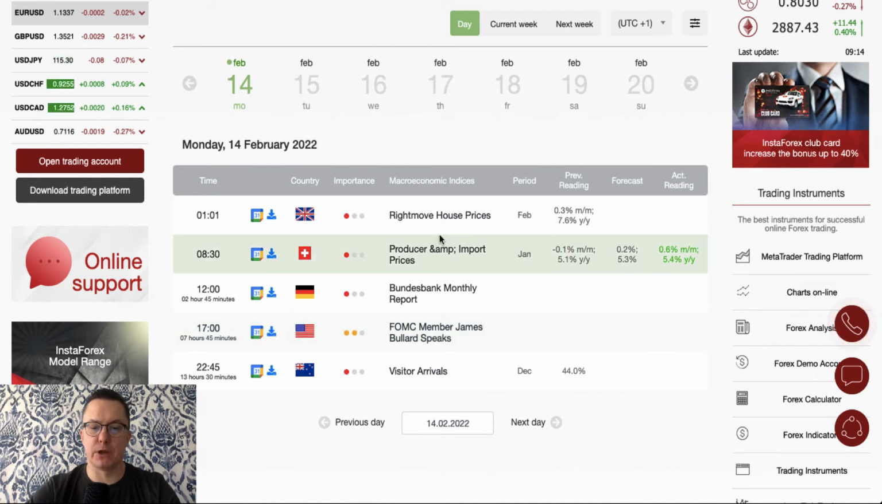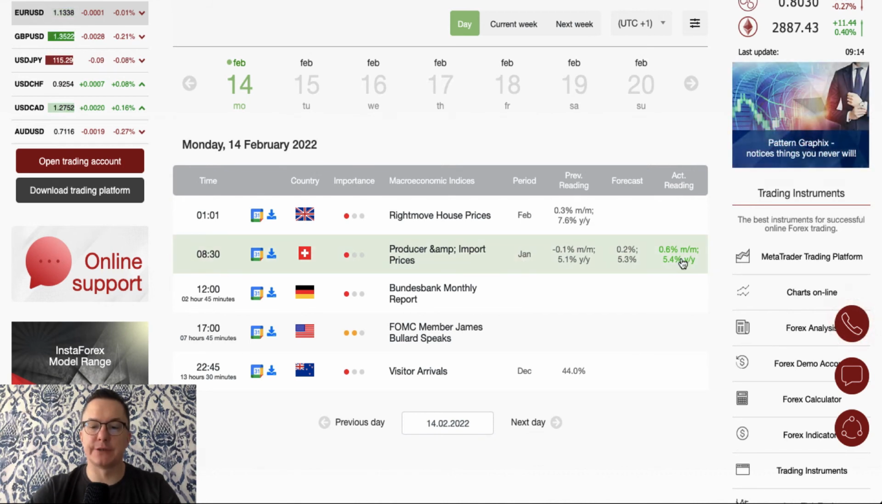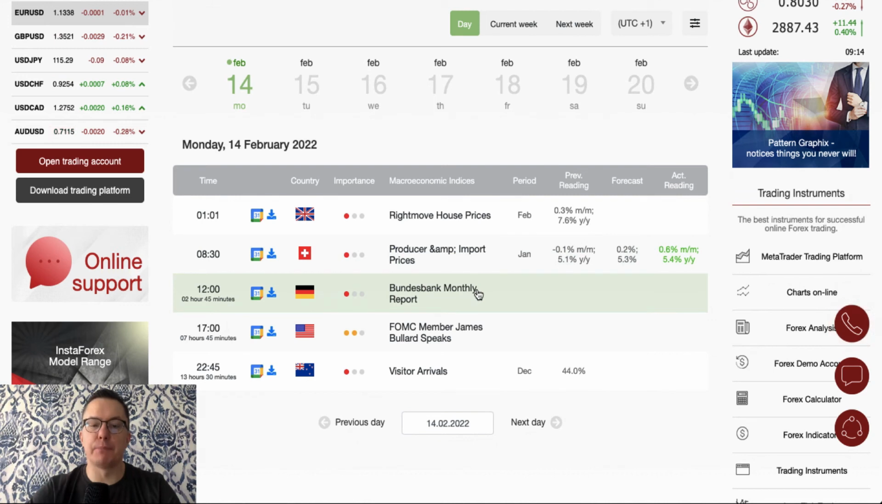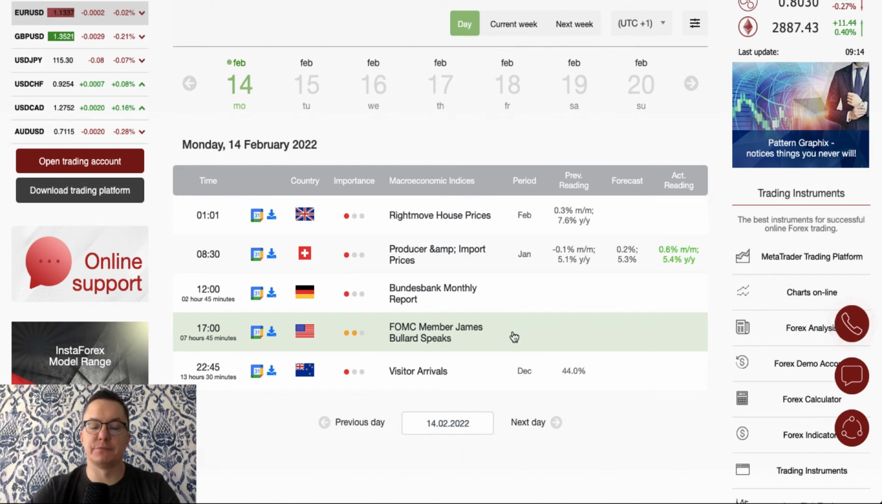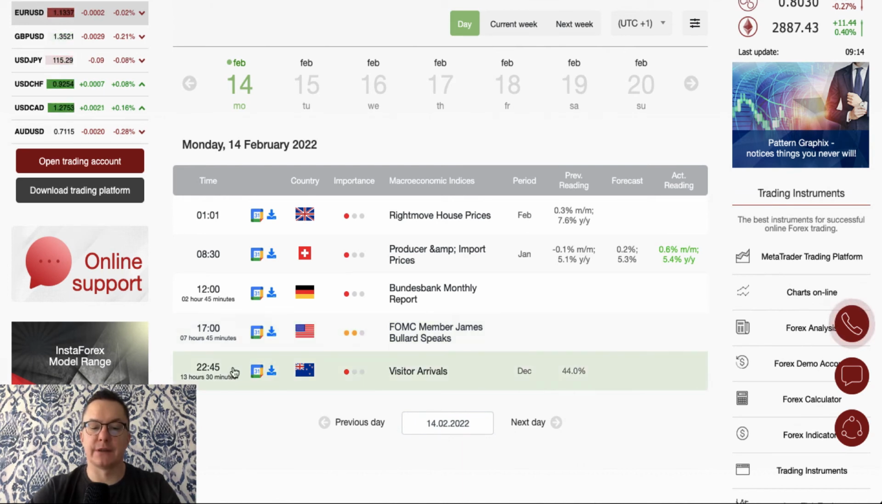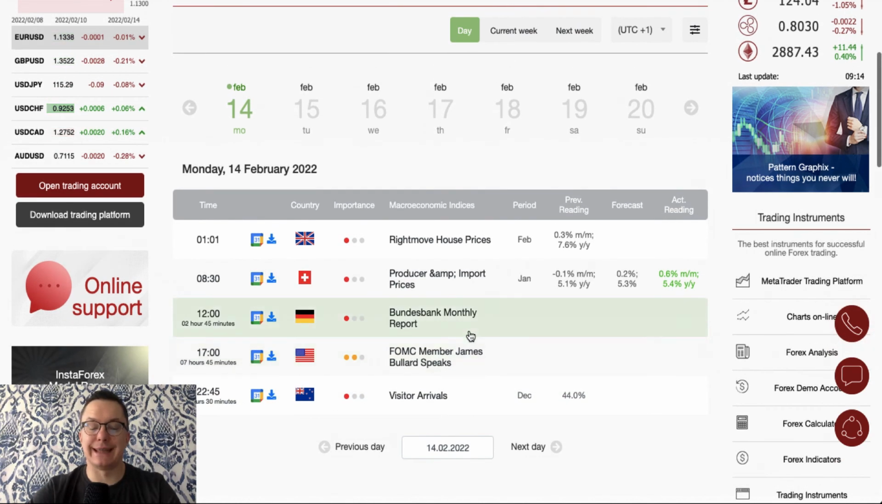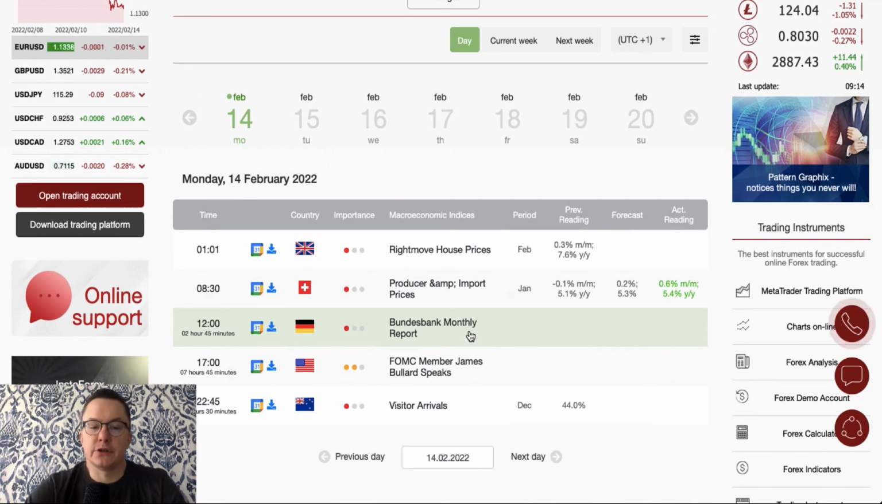However, we got the producer PPI prices from Switzerland. As you can see, they increased by 0.6%, beating the expectations of 0.2% as well. We got the Bundesbank monthly report from Germany scheduled for release at noon. Then at 5 p.m. FOMC member James Bullard speaks, and then of course the visitor arrivals to New Zealand at quarter to 11 p.m. So that's the data we can concentrate on, but those data will not be a big market mover.